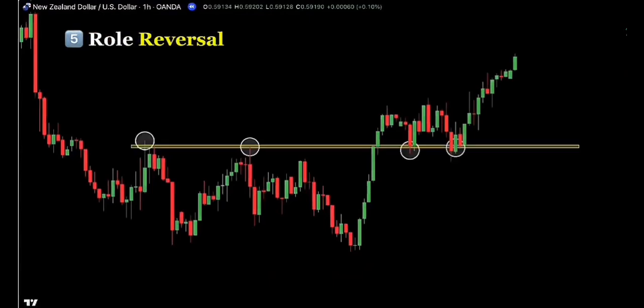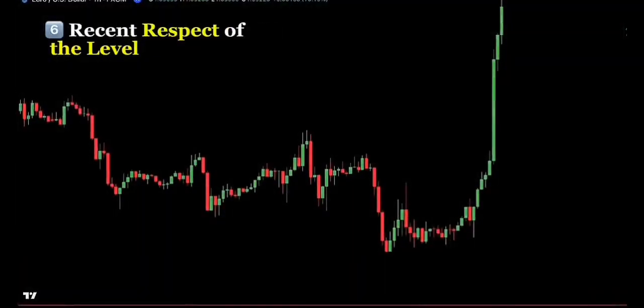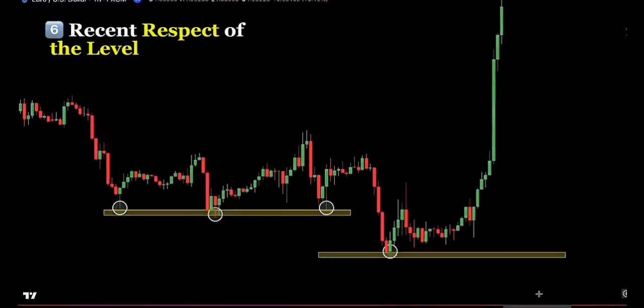Role reversal. A strong level should act as both support and resistance at different times. If price breaks through a resistance level and then comes back to test it as support, or vice versa, it confirms the level's importance. Recent respect of the level. The more recent a level has been tested and respected, the more relevant it is. While historical levels matter, the freshest price reactions hold the most weight.